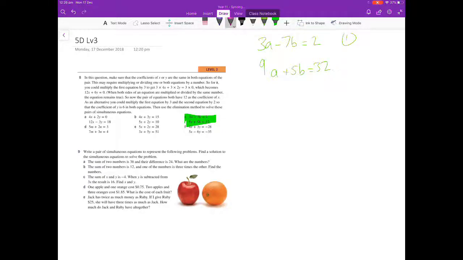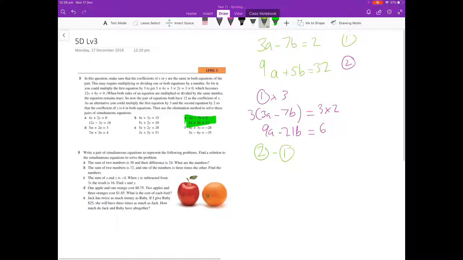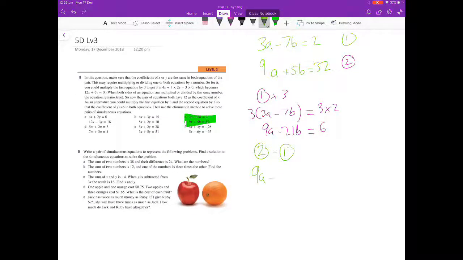1 times 3, 1 times 3, 1 times 3 is 3, 2 to 3, 8 minus 7b equals 3 times 2. So we got 9a minus 21b equals 6. We are going to now use 2, and we're going to take that 1 away. Well, there we go. We've got 9a plus 5b minus, and we are putting brackets there for a very particular reason.